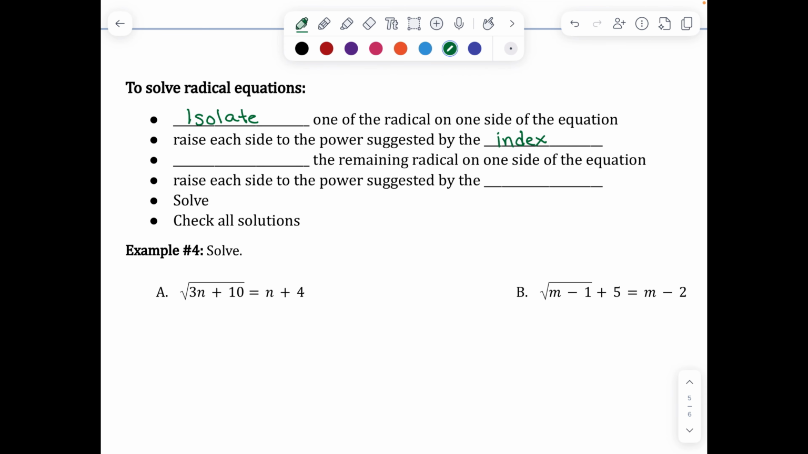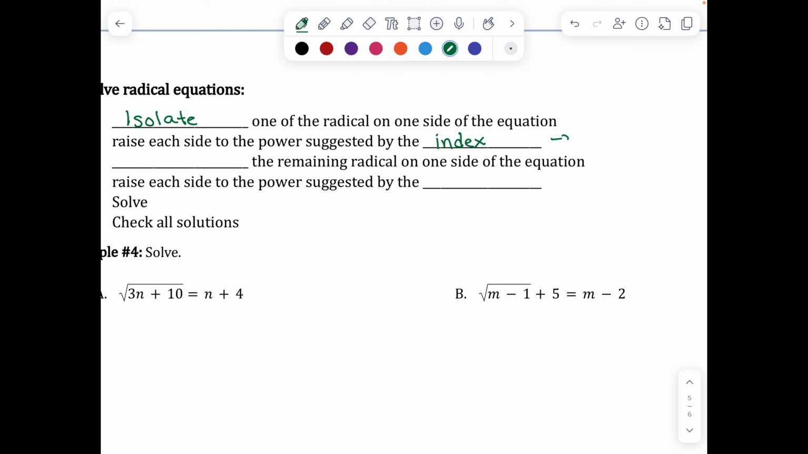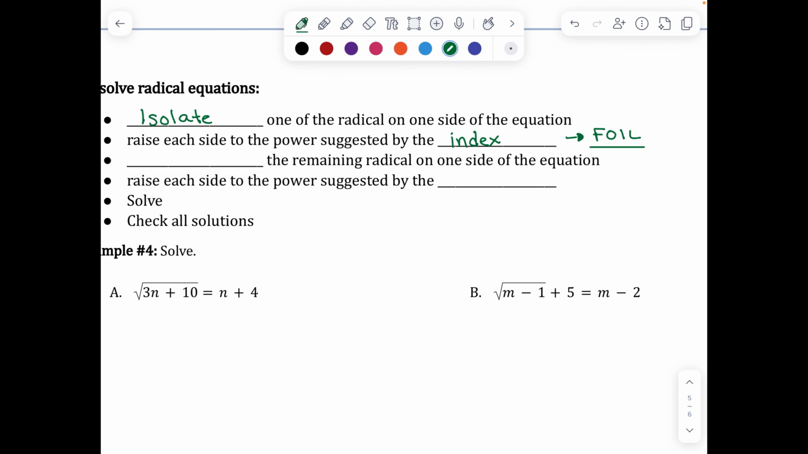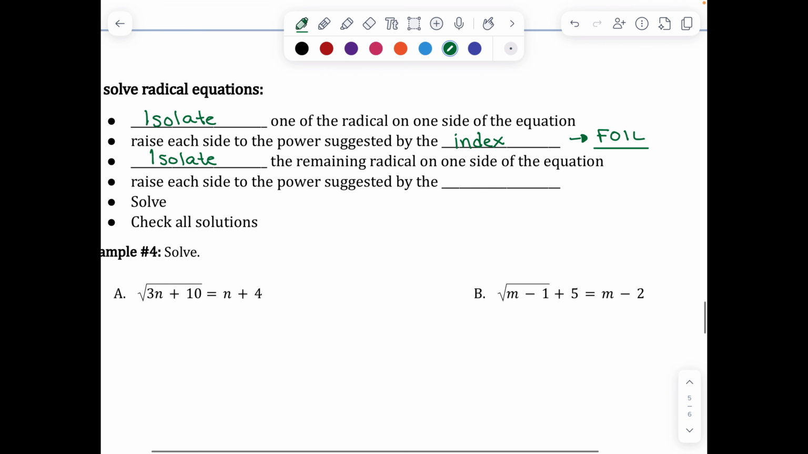Once you do that, and don't forget, if you have more than one term on one side of the radical, you need to FOIL when we raise each side to the second. So then we want to go ahead and isolate the remaining radical on one side of the equation. Raise each side to the power suggested by the index. Then we're going to solve, and we need to check all solutions to make sure that they work.